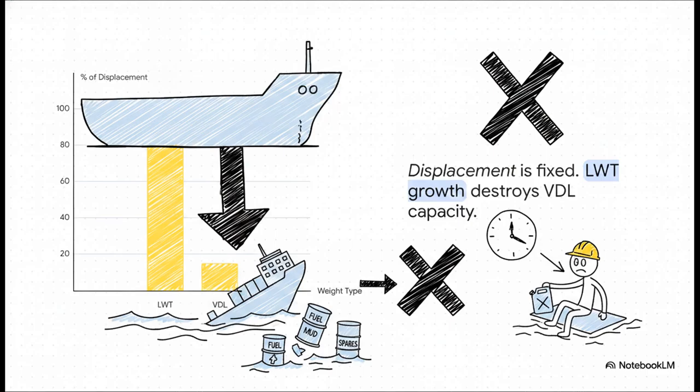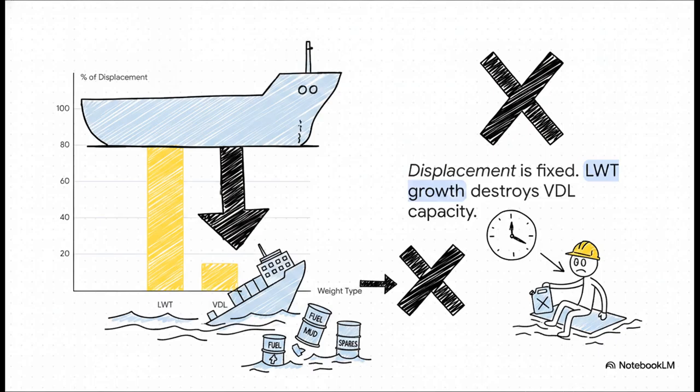And here is the relationship that catches people out. It's a terrifying zero-sum reality. Because the total displacement of the hull is a fixed physical limit, every single kilogram your lightweight tracking grows silently destroys a kilogram of your variable design load capacity. Let that sink in. If the engineering teams let structural steel or piping weight grow unchecked, you're actively reducing how much fuel, how much drilling mud, or how many critical spares the asset can actually carry offshore.